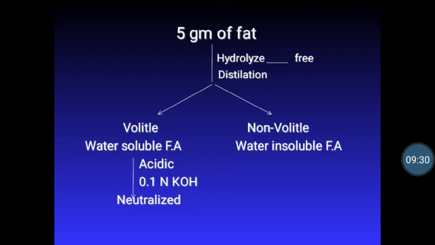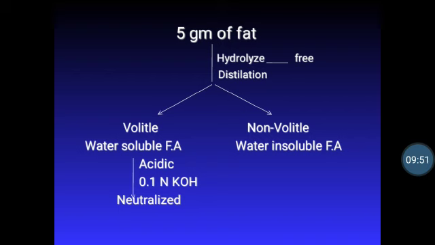What will happen? The volatile fatty acid is acidic in nature, so we go on adding 0.1 normal potassium hydroxide solution to the water soluble, volatile fatty acid, and then it will get neutralized.